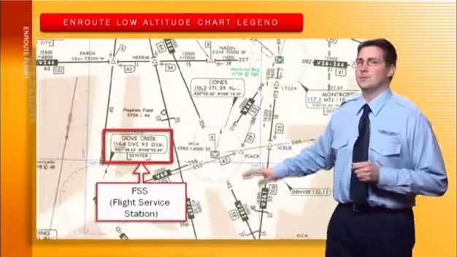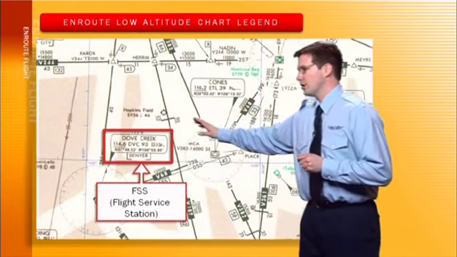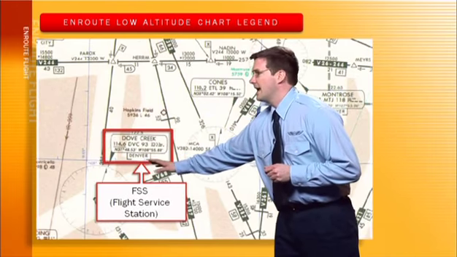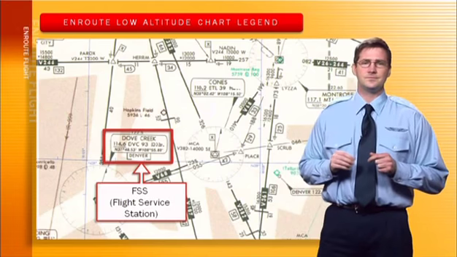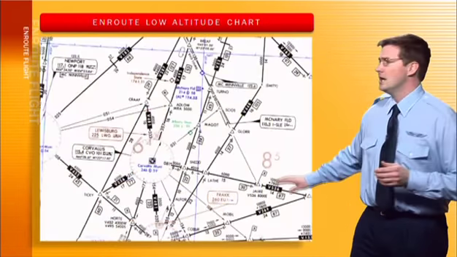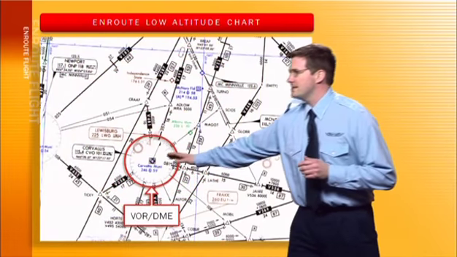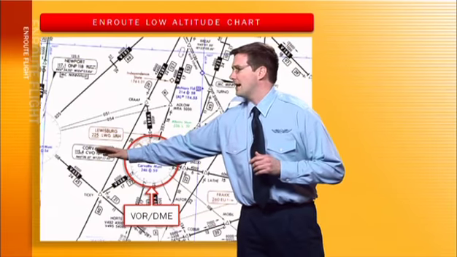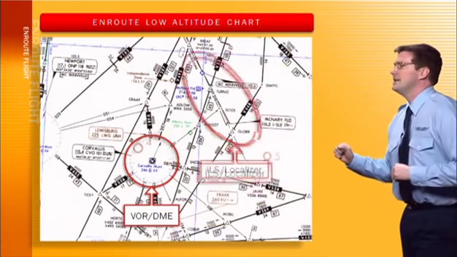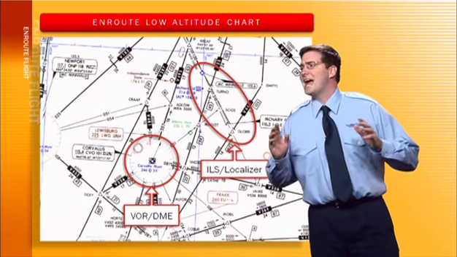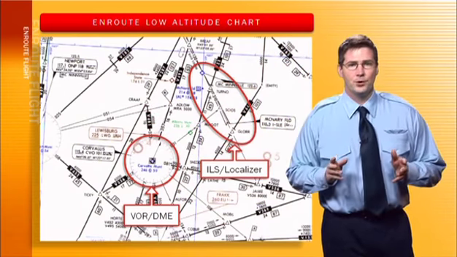Let's take a look at these symbols on an actual low altitude en route chart. Here's an example of a flight service station shown right here as the Denver Flight Service Station. Now here we see the Corvallis VOR DME. Now the chart shows the VOR DME symbol right here in the middle. Over here to the left we see the data box. Now over here is the ILS localizer symbol for McNary Field, showing an ILS being used for navigational purposes.